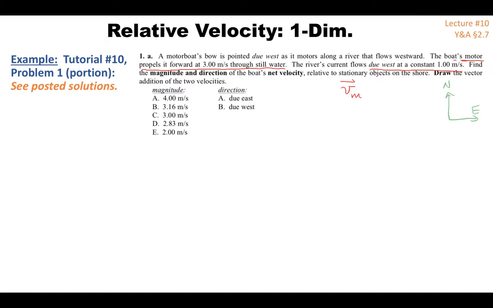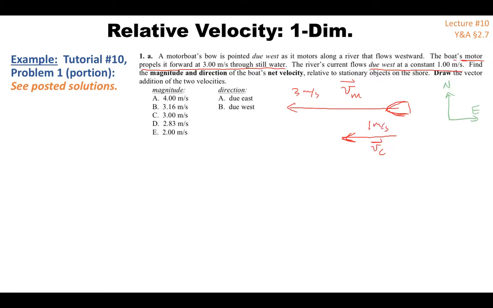And I'll redraw the boat's velocity. Okay, so the boat is actually pointed west. And so if the river weren't moving at all, the boat would have a velocity like this, 3 meters per second due west. And then the river itself, which I could call V sub R for river or V sub W for water, I'll call V sub C for current. Okay, the current is flowing 1 meter per second due west as well.